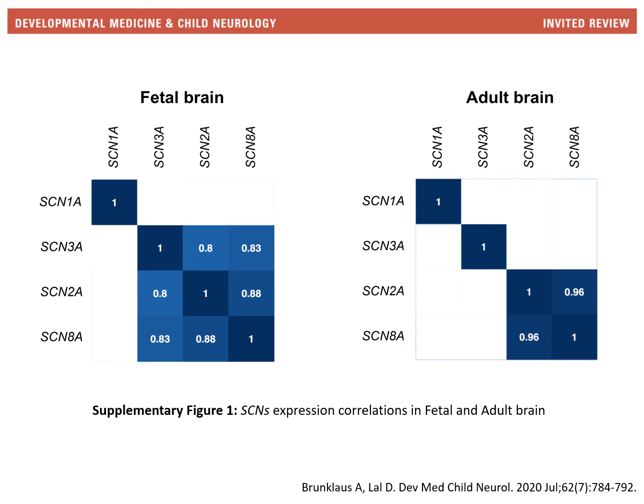Supplementary figure 1 illustrates the co-expression of certain sodium channels and how this differs between fetal and adult brain. We observe a clear pattern of SCN2, 3, and 8A all being strongly co-expressed in the fetal brain and able to compensate for each other's function, whereas SCN1A is not co-expressed. In the adult brain, however, SCN3A is less expressed, but SCN2A and 8A are still co-expressed in excitatory tissue, being able to rescue each other's function.